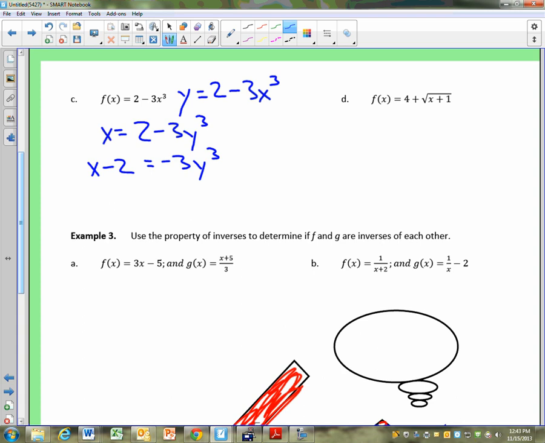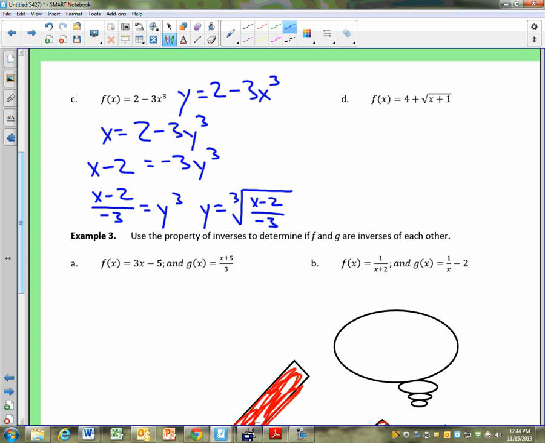Then x minus 2 over negative 3 equals y to the third. Then cube root both sides. And y is equal to the cube root of x minus 2 over negative 3. Now, do you know your algebra well enough and your graphs well enough to be confident that that is for sure a one-to-one function? Or that one?